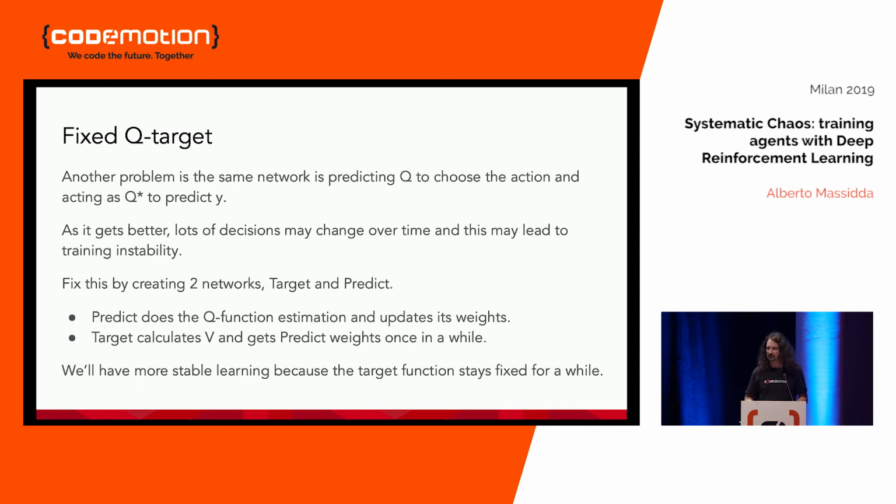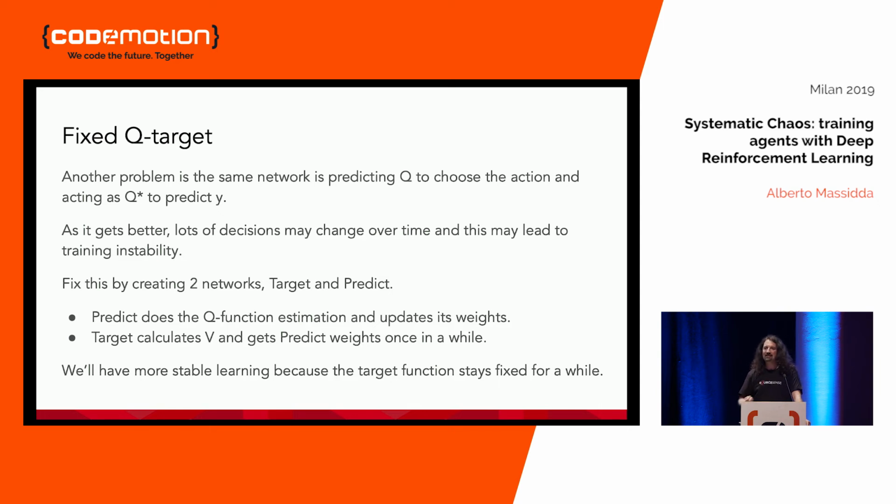So decoupling is always a good pattern. The two networks are called target and predict. Predict does a Q function estimation and updates its weights. Target is the one that calculates the V function, the value function, which is the base of the Y, and doesn't get trained at each step, but gets the weights of the predict, which is updated continuously, once in a while.